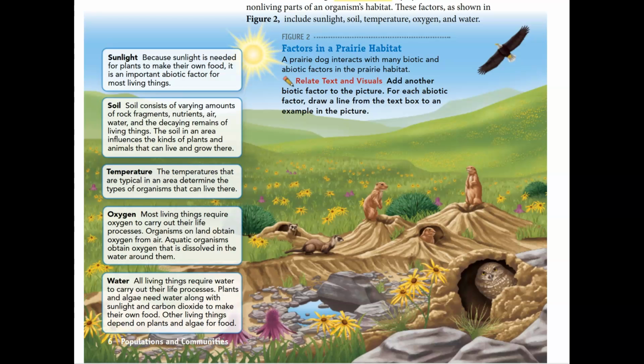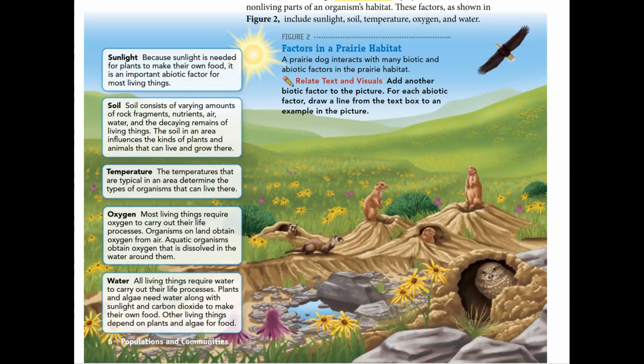Oxygen. Most living things require oxygen to carry out their life processes. Organisms on land obtain oxygen from air. Aquatic organisms obtain oxygen that is dissolved in the water around them.